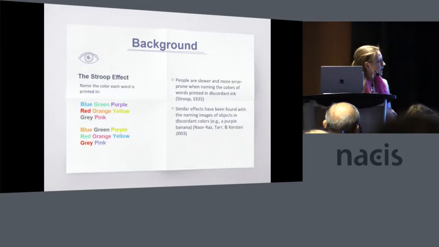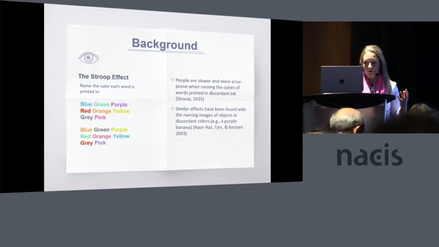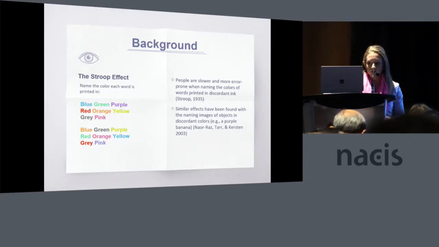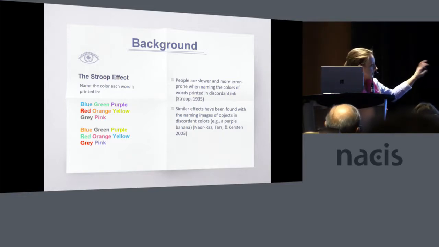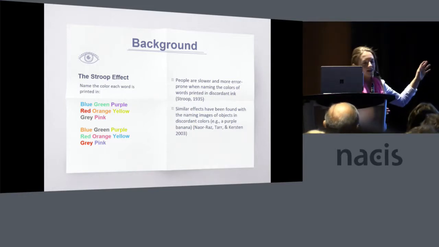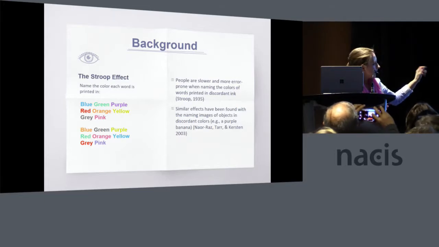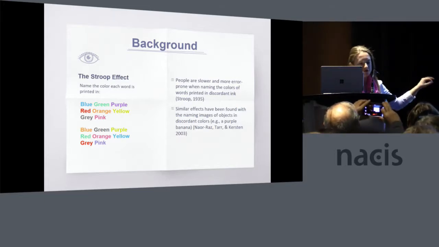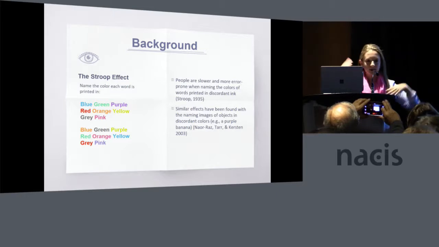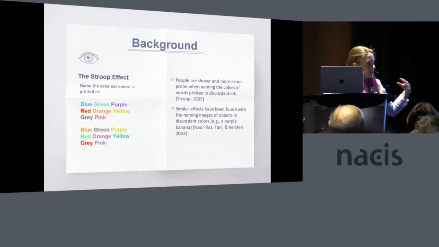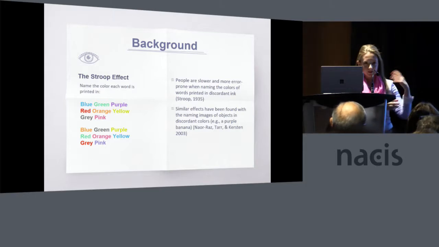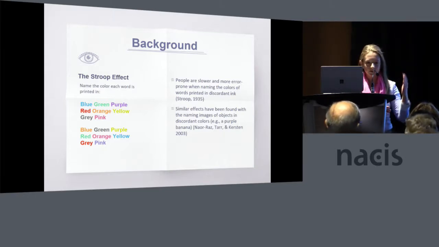So there's a well-known phenomenon in psychology called the Stroop effect. Many of you may have heard of this. In essence, it's that people are slower and more error-prone when naming the colors of words when they're printed in discordant ink. So this is an example. If you were to try to name the color of the ink, it's not ink on a projector, I guess, but you would find the second group a lot more challenging than the first. And that's because there's this cognitive interference happening between the color of the word and the word itself. So your brain gets a little confused and has to slow down and really think about it.